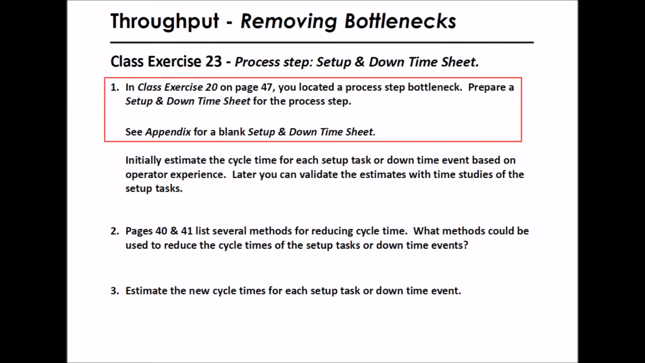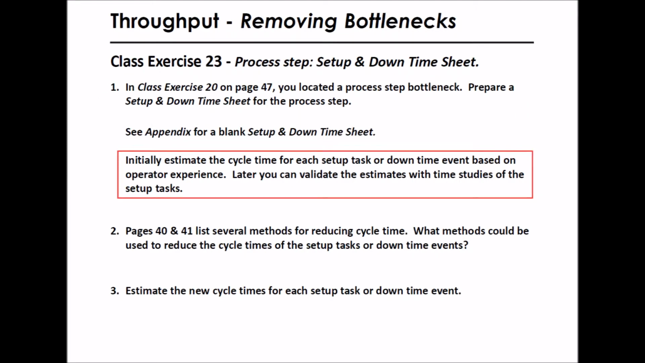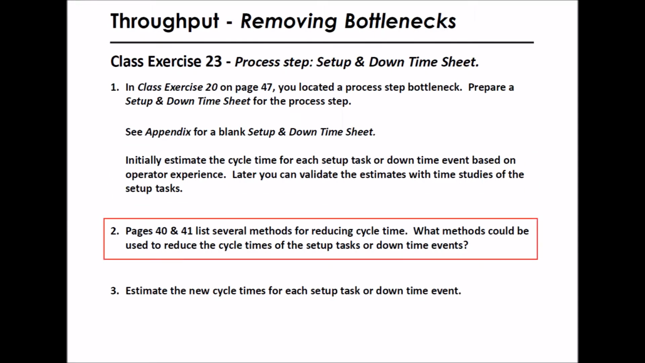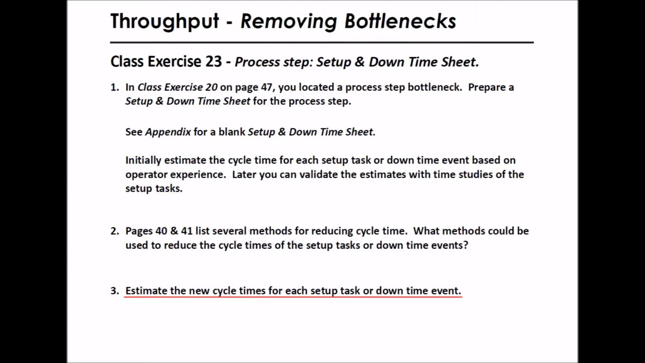For Class Exercise 23, the operators prepare a setup and downtime sheet for the bottleneck process step identified in Class Exercise 20. As mentioned, there is a blank setup and downtime sheet in the appendix. The operators will initially estimate the cycle time for each setup task or downtime event based on their experience. They can later validate the estimates with time studies of the setup task if they choose to. Using the same methods already discussed, suggest ways to reduce the cycle times of the setup task or downtime events. Estimate the new cycle times and frequencies for each setup task or downtime event.